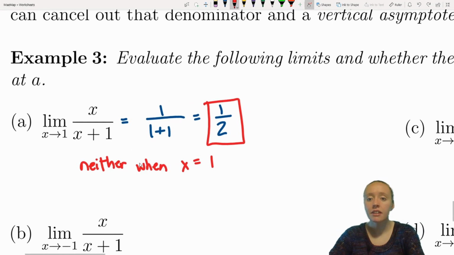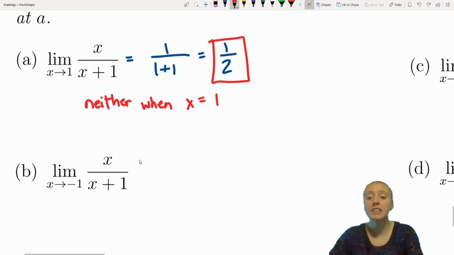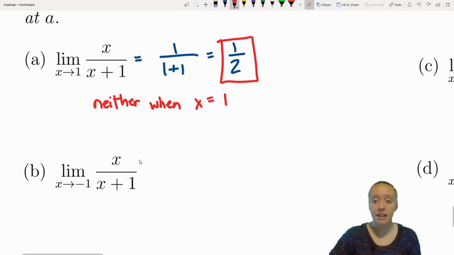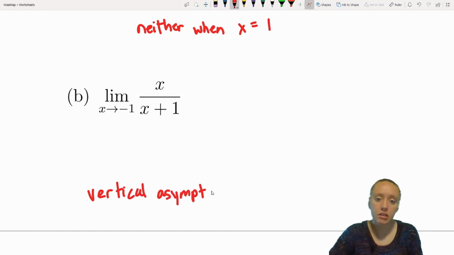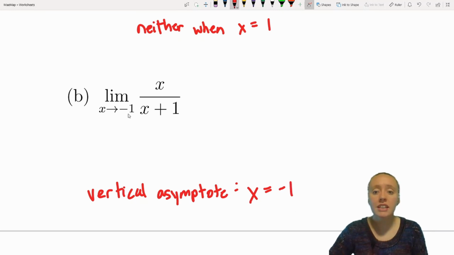But in part B, I now switch it up, and we're going to take the limit as x approaches -1. And we know that as x approaches -1, -1 plus 1 will equal 0, which will give us a function that's undefined, and there's no way to cancel out this denominator. So right away, I know that because we can't cancel that denominator out, and what makes it undefined is -1, I have a vertical asymptote, and that vertical asymptote is the line x equals -1. But let's go ahead and evaluate this limit.